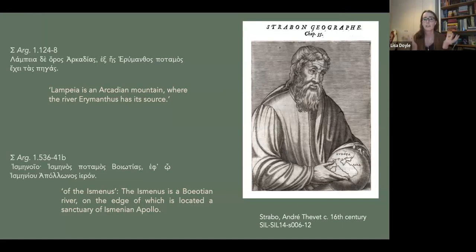But basically, of the Ismenus, we are told the Ismenus is a Boeotian river. On the edge of it is located a sanctuary of Ismenian Apollo. So that goes back to what I mentioned a minute or two ago: the Argonauts leaving markers on their route, but also what the commentators are doing is explaining or identifying these markers as well, whether or not they're prompted by what Apollonius says in the poem. So these are markers in the landscape.